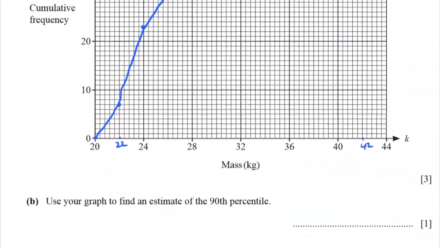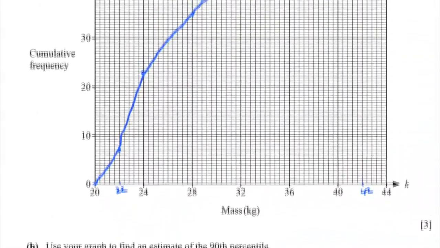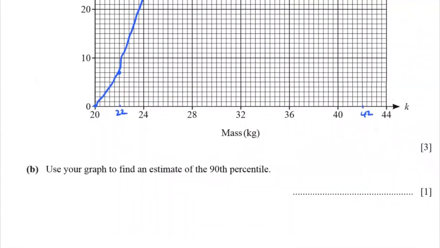Use a graph to estimate the 90th percentile. All right, how do we do that again? The 90th percentile, we're going to find 90% of 50 because there's 50 people. So take 0.9, multiply it by 50, and we get 45. Surely that wasn't too hard.